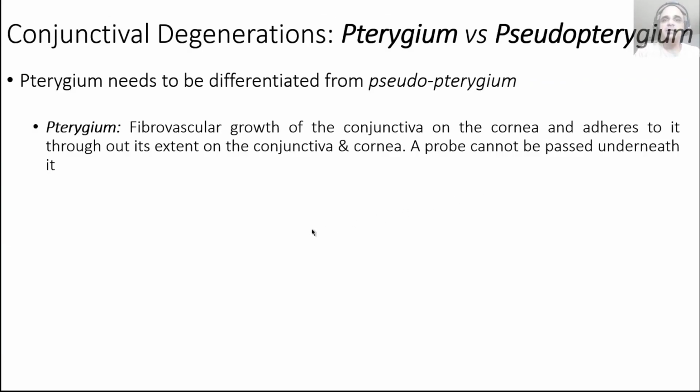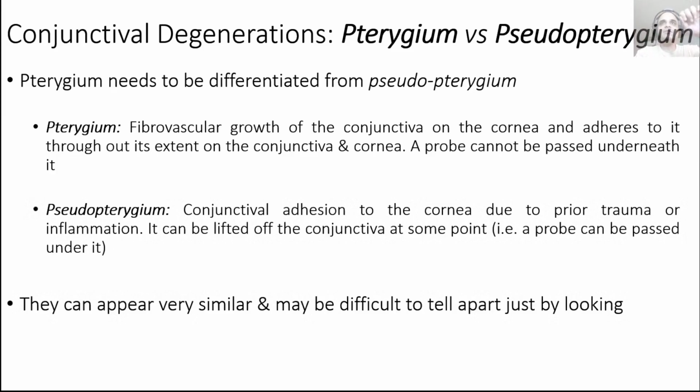So there is a condition called pseudopterygium, and a pterygium needs to be differentiated from a pseudopterygium. So pterygium, as we just described, is a fibrovascular growth of the conjunctiva on the cornea and adheres to the conjunctiva and cornea throughout its length. You can't pass anything underneath it. A pseudopterygium occurs when a conjunctiva adheres to the cornea because of maybe trauma or inflammation, and it can be separated from the underlying tissue, and it can be lifted off the conjunctiva, so you can pass something underneath it.